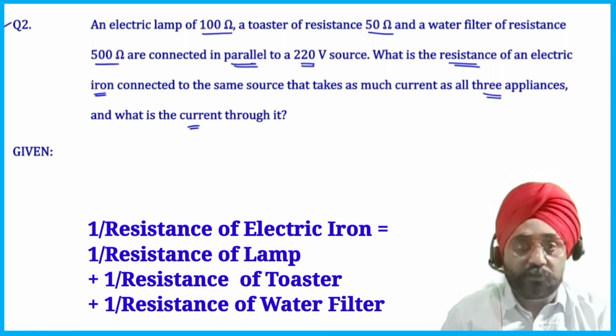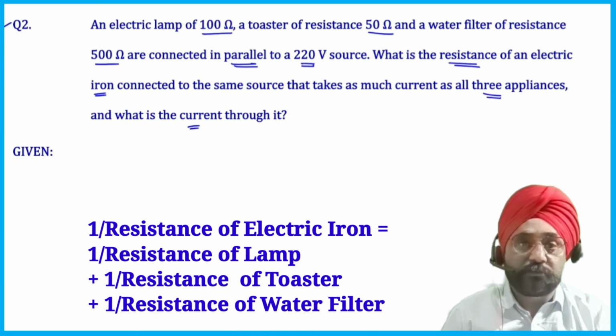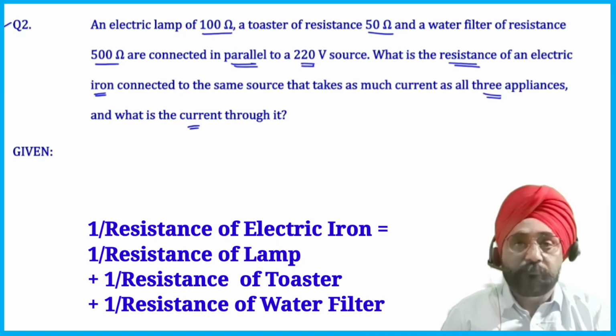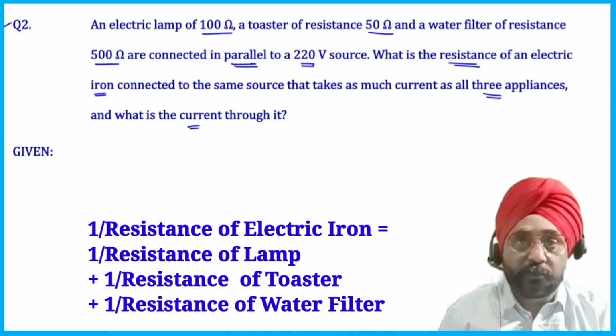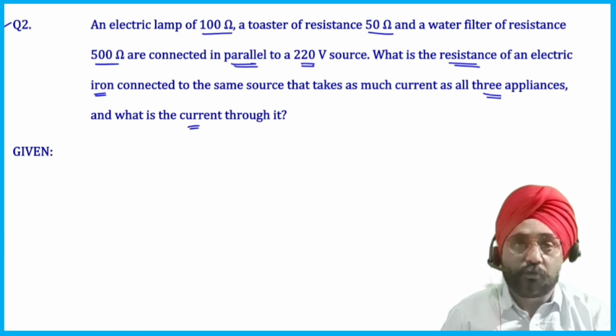Find the current. So first of all we calculate the resistance of electric iron. Resistance of electric iron is equal to the sum total of resistance of electric lamp, electric toaster and water filter. Because these are connected in parallel, we use the formula of equivalent resistance in parallel. Once we find the resistance of electric iron, we can find the current in the electric iron using Ohm's law.